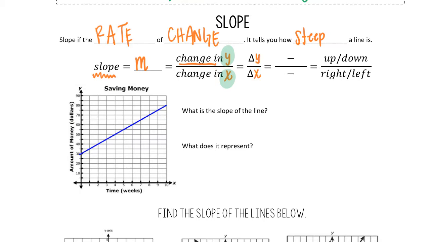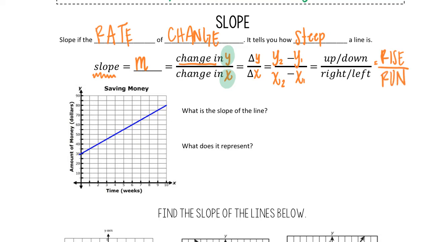To find the change in a variable, you take 2 points on the line, subtract the y values. So y2 minus y1, one of the y values minus the other, over x2 minus x1. And last but not least, you might refer to it as the up and down versus the right and left, or the rise, how much the graph goes up, versus the run.